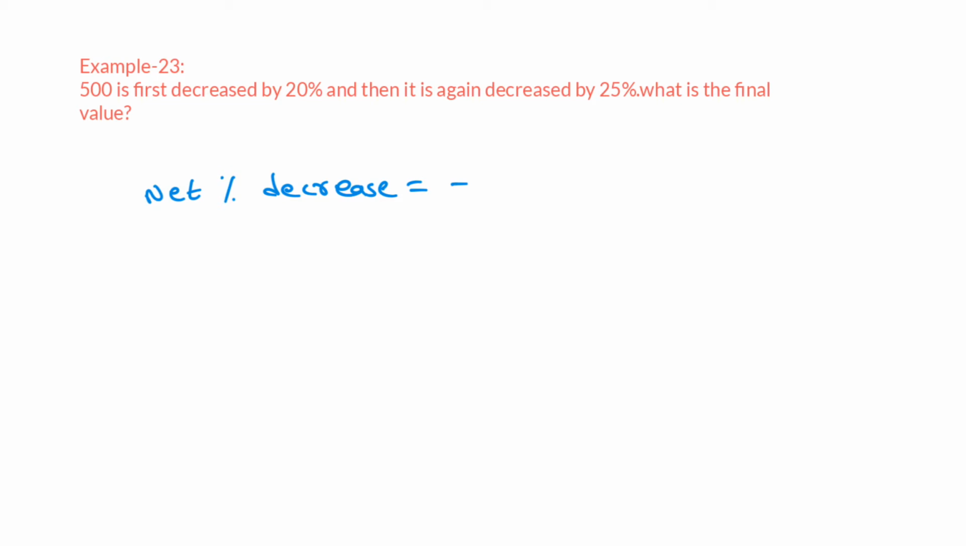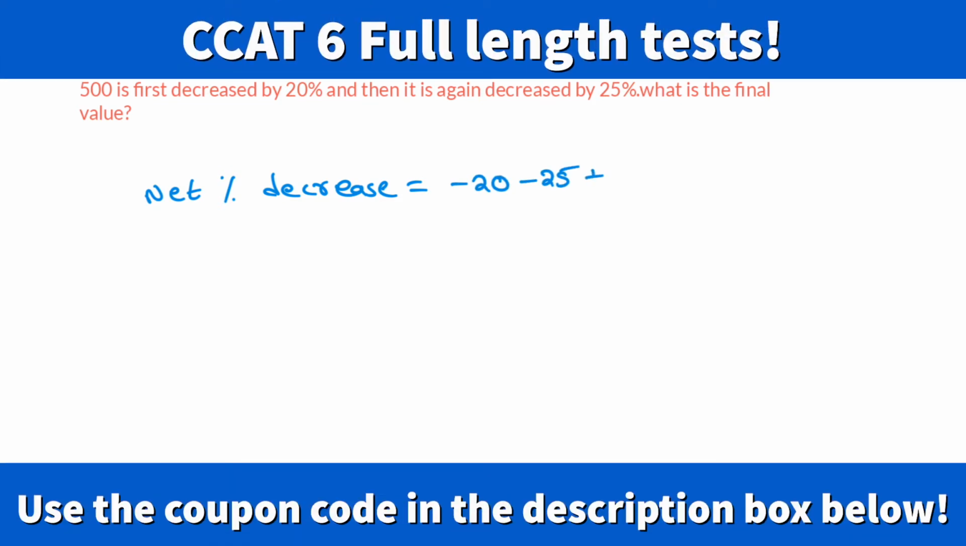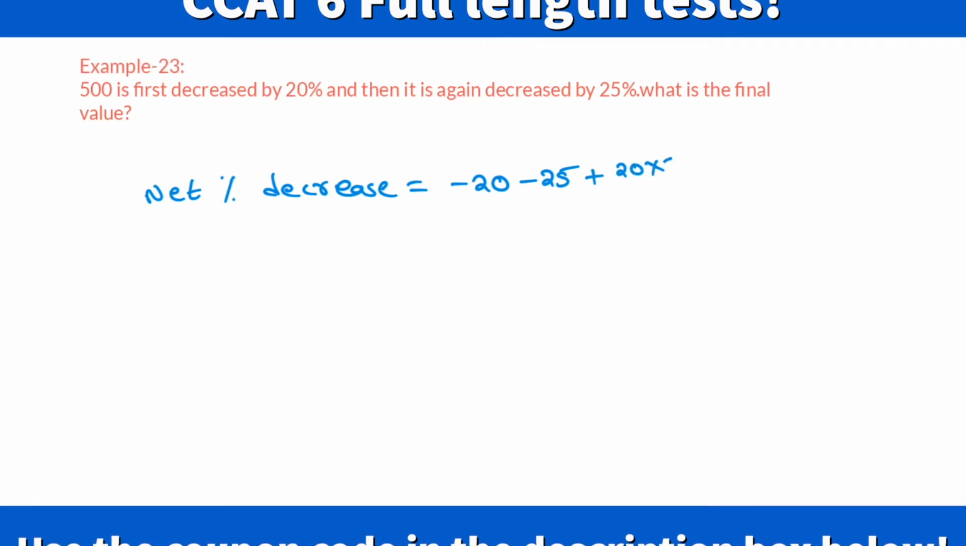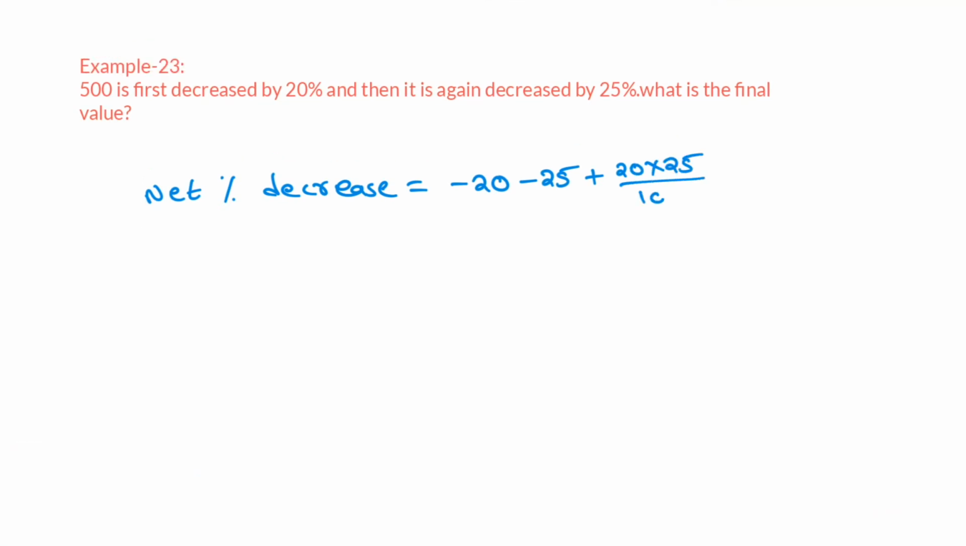So the net percentage decrease is to be calculated. That is equal to minus 20 minus 25 plus 20 times 25 upon 100%. Right here, 25 four times is 100, and 4 will be cancelled out, 5 times 20. So this value would be minus 40%. This minus sign indicates this will be a decrease.